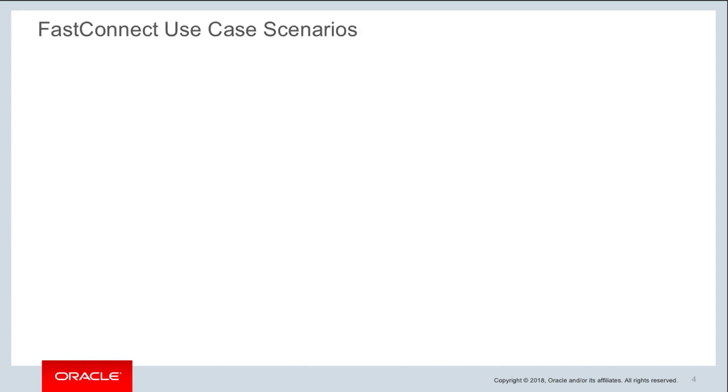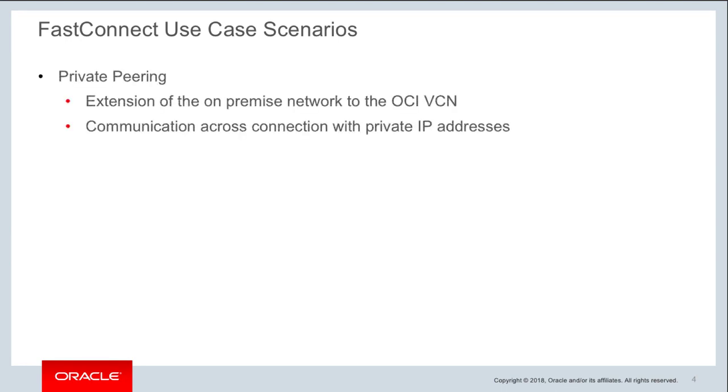All right, so moving forward, next we will discuss a couple of scenarios within FastConnect connection. When you create a FastConnect connection, you can either create a private peering connection or a public peering connection. So what is a private peering connection? Private peering is basically extending your on-premises network to the Oracle Cloud Infrastructure VCN. If there is a use case around lift and shift, and if you want to extend your current on-premise data center into the cloud, you can set up a private peering connection. It allows you to connect to your resources within your virtual cloud network in OCI.